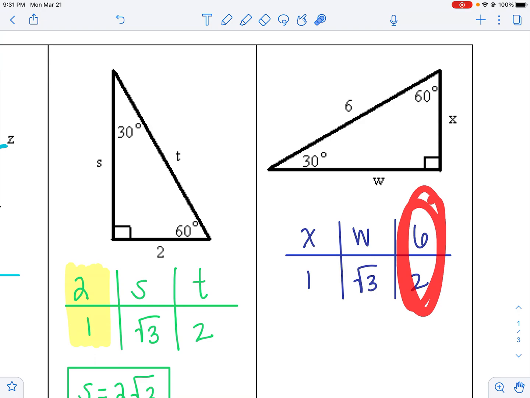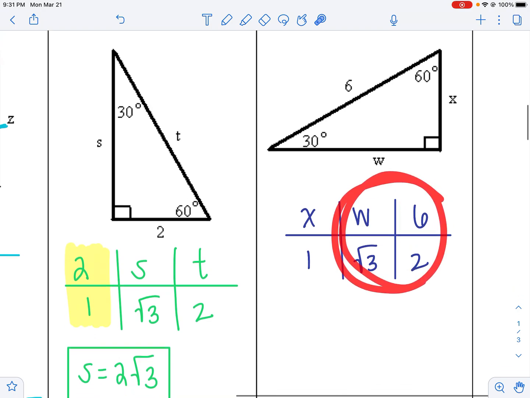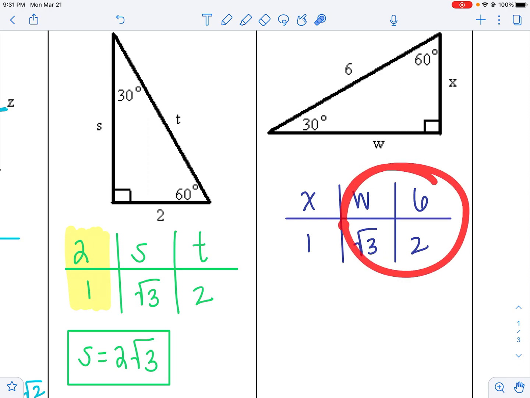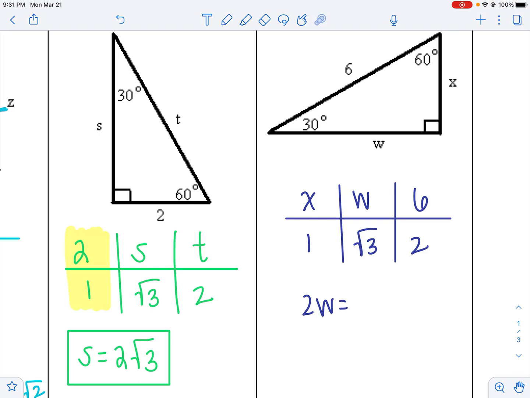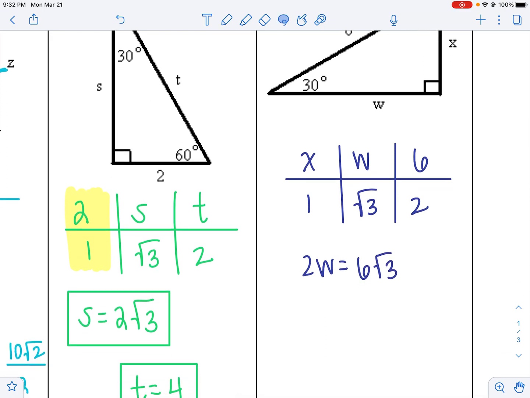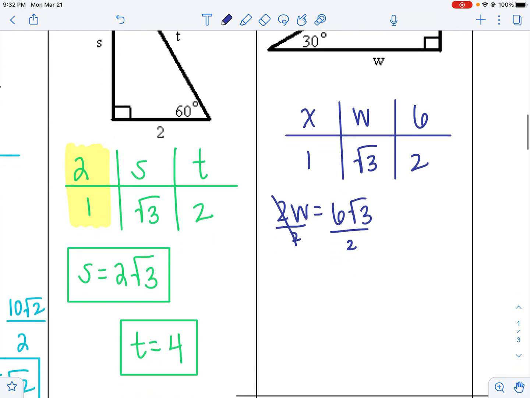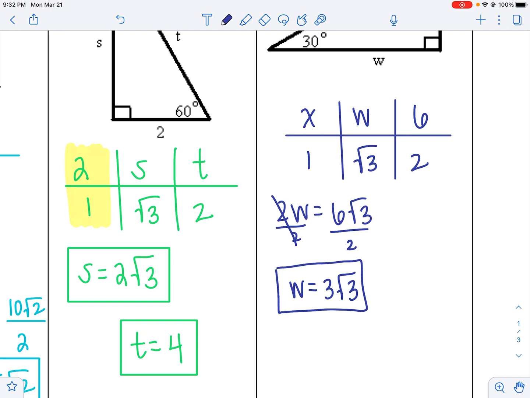Now, in this particular problem, I'm going to have to use this one twice. So now I'm going to do it this way. It doesn't matter if I do x or w first. But I'm just going to use those two that are next to each other. So 2 times w would be 2w equals, cross multiply, 6 times root 3. Now, I don't want 2w, I just want w. So ask yourself, if you have 2 times w, well, you would just divide by 2. And remember, that's what's out stays out. So once you take out 6 divided by 2, that would just be w equals 3 root 3.